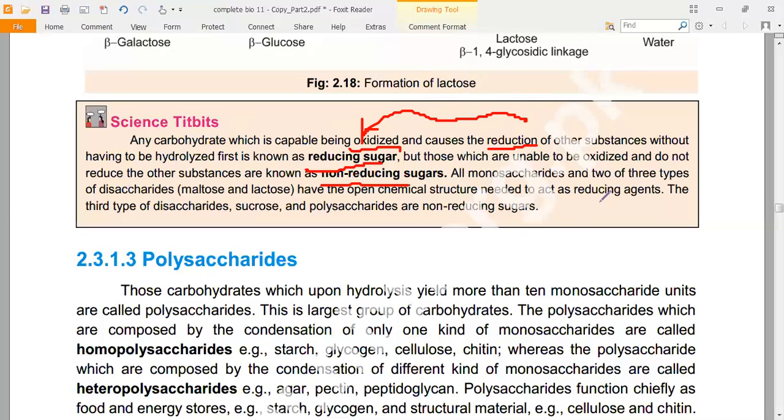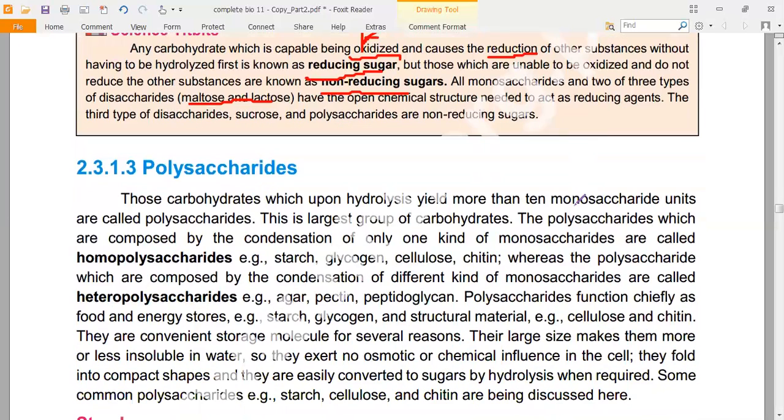So all monosaccharides and two of the three disaccharides, maltose and lactose, are reducing sugars due to their chemical structure, and they are used in some metabolic reactions in the body as well. The third disaccharide, sucrose, and polysaccharides are non-reducing agents.